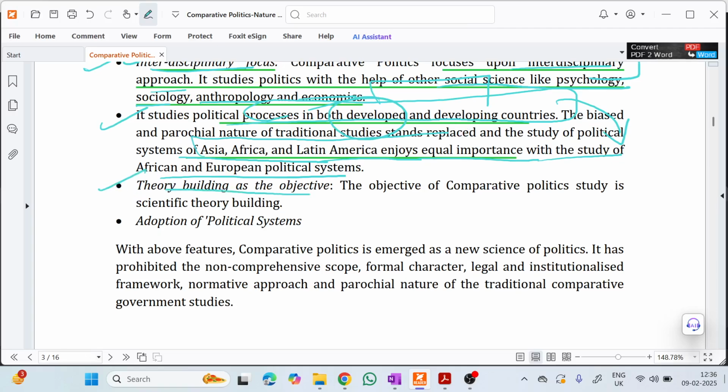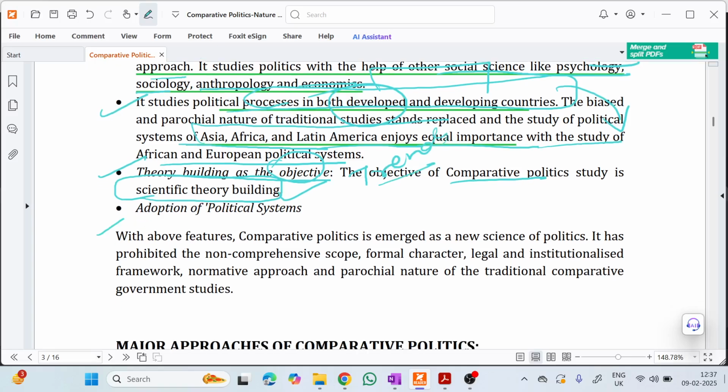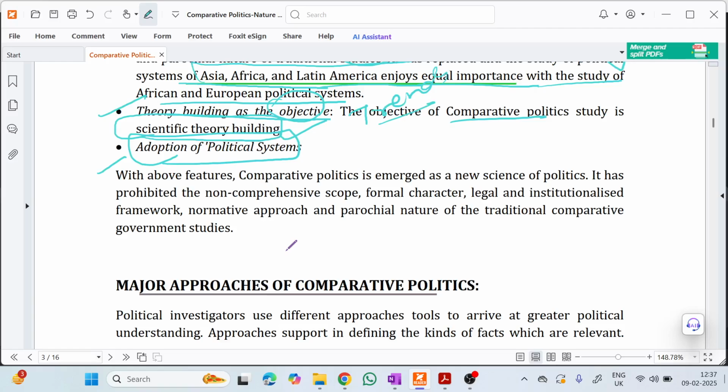Then theory building as the objective. Yes. So the aim or the objective of comparative politics is the building of a scientific theory, the making of a scientific theory by finding the trends and the patterns. Then finally, adoption of political systems.